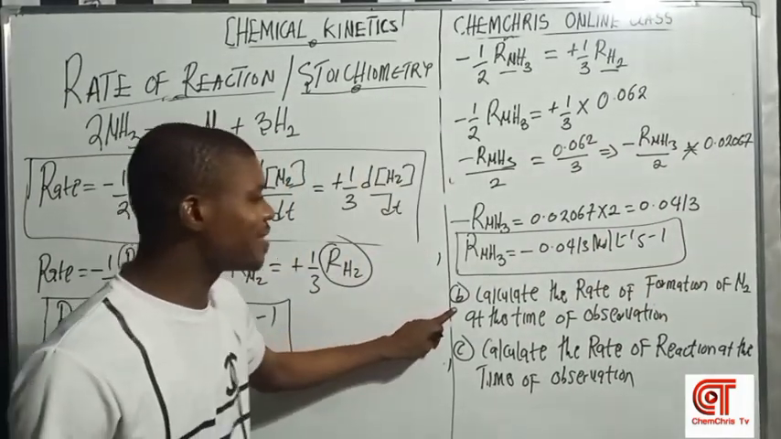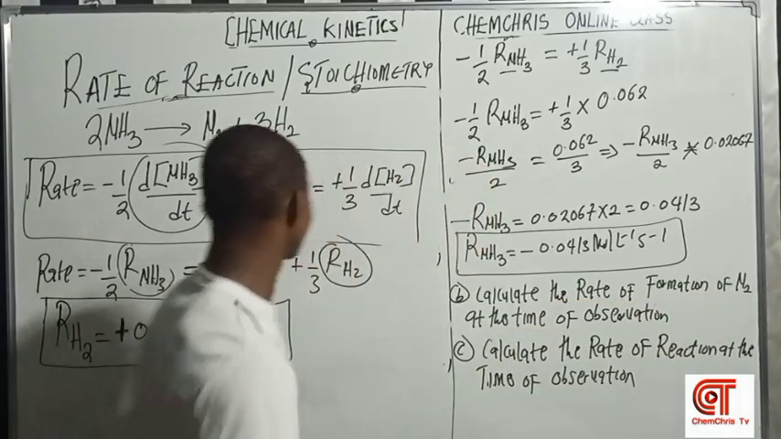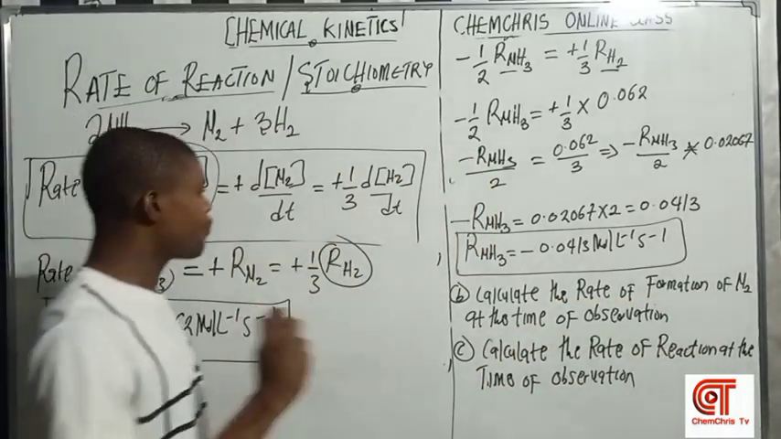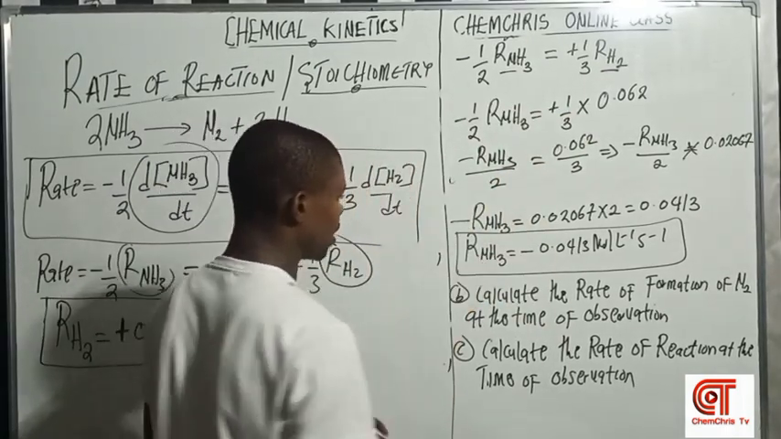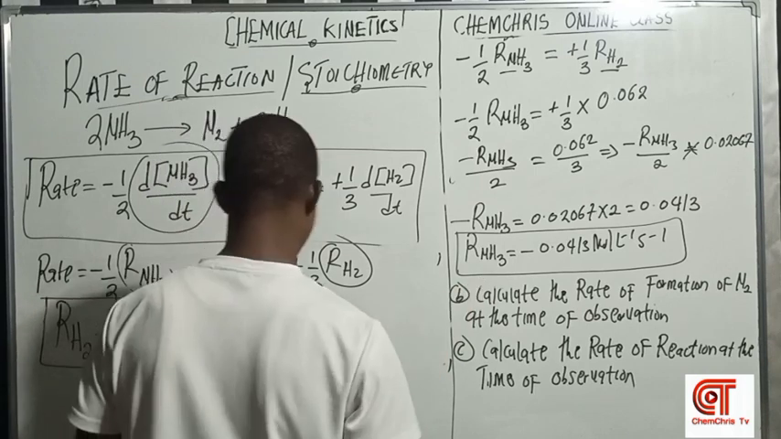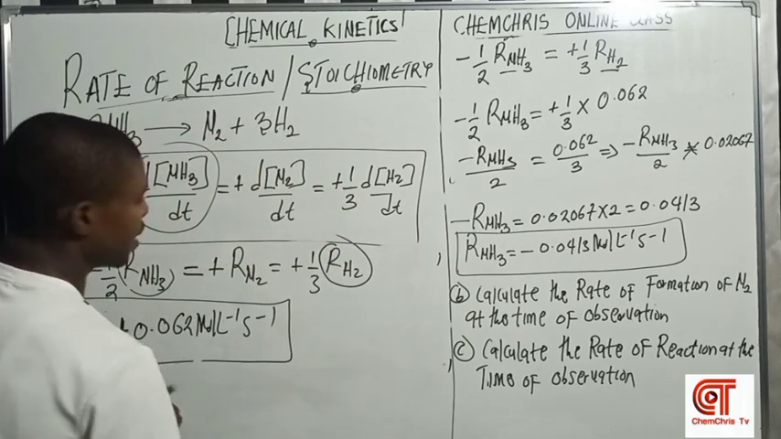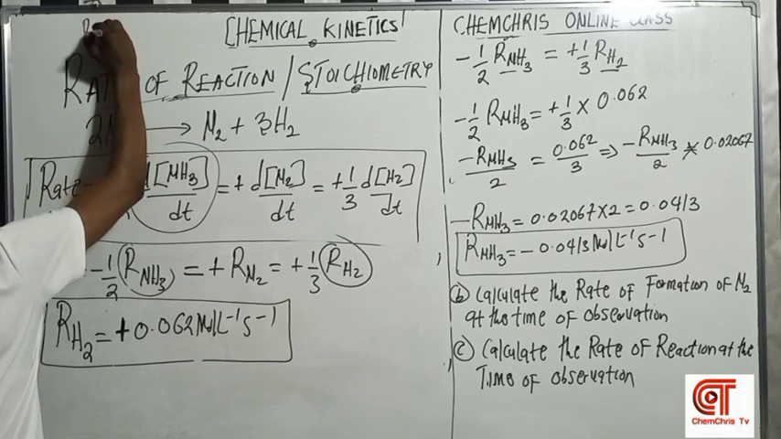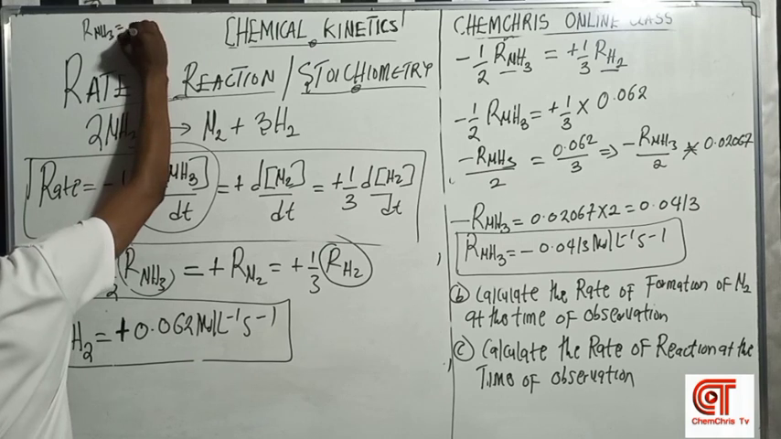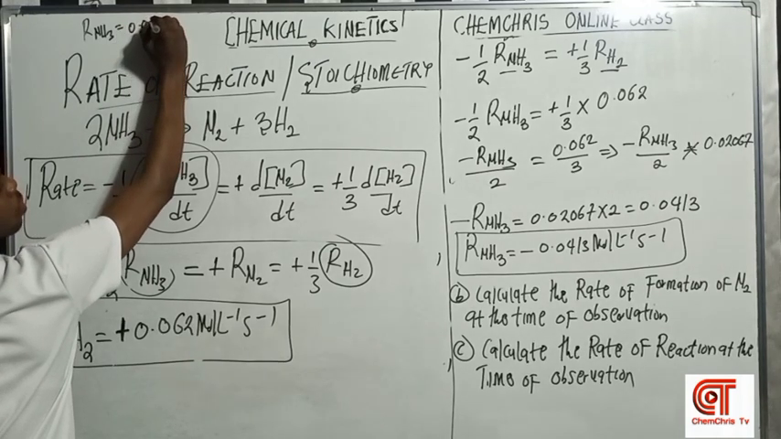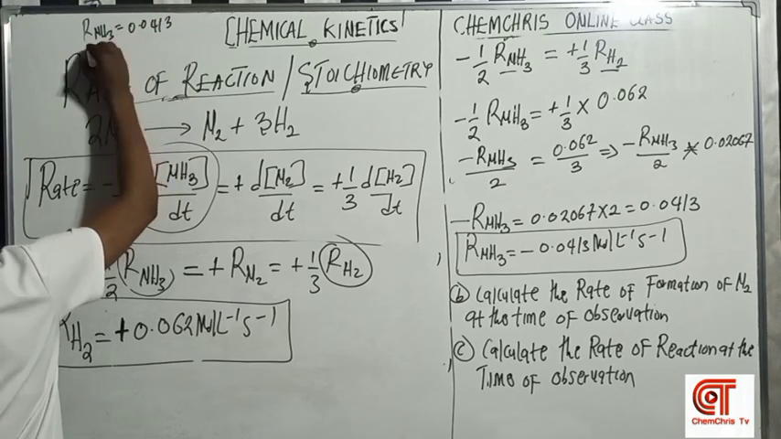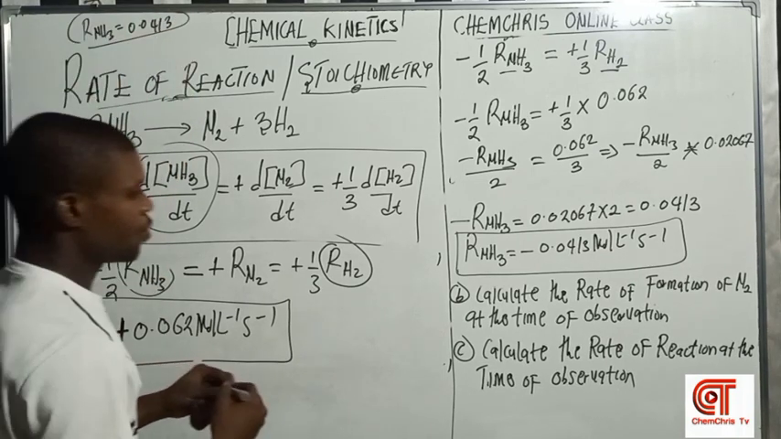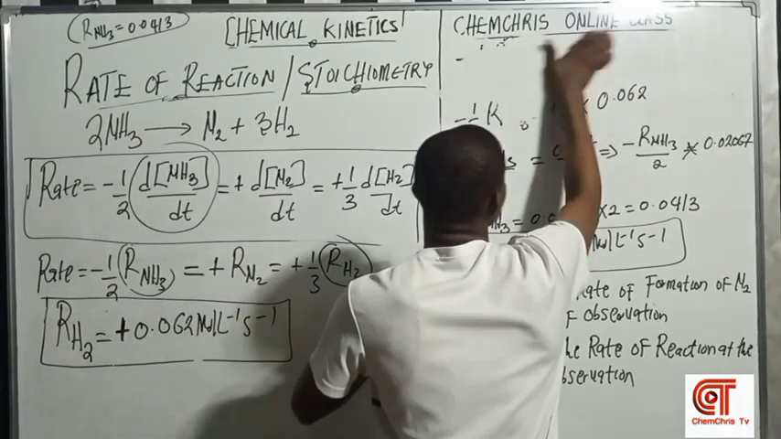Now, B, you say calculate the rate of formation of N2. Same here, I'm going to write this somewhere here. So we are going for this one here, right? So you can say rate of NH3 is 0.0413. We have to keep it because I'm still going to make use of it later.